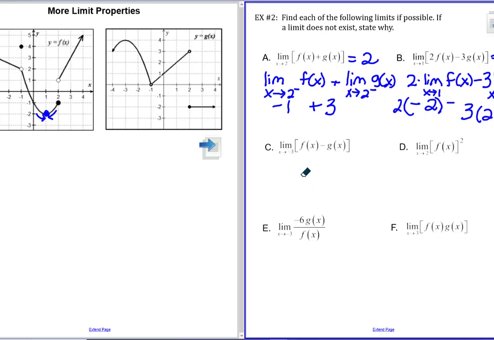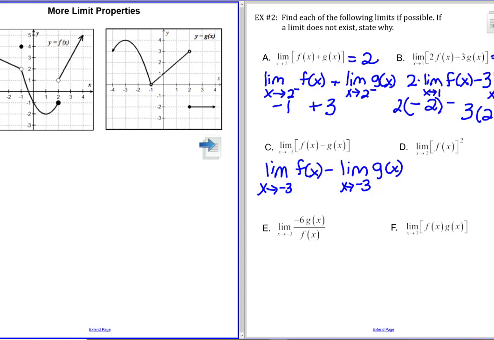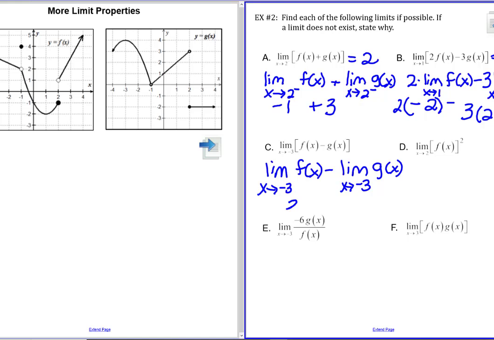Okay, so letter C, same approach. We're looking at the general limit in this case. x approaches -3 for f of x, and we're going to subtract the limit as x approaches -3 for g of x. So the general limit at -3 is +3, and the general limit at -3 on g of x is +4. So 3 minus 4 gives us a limit of -1.